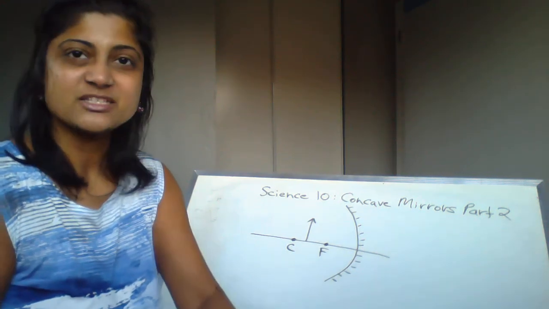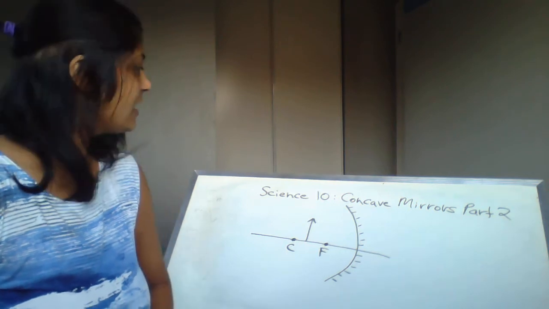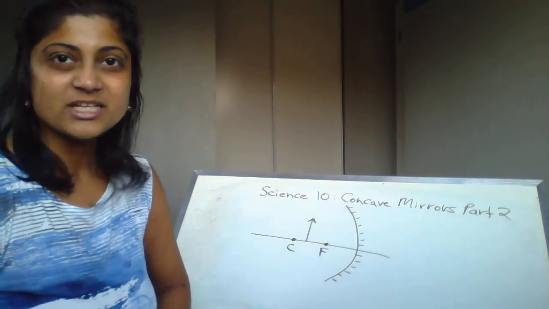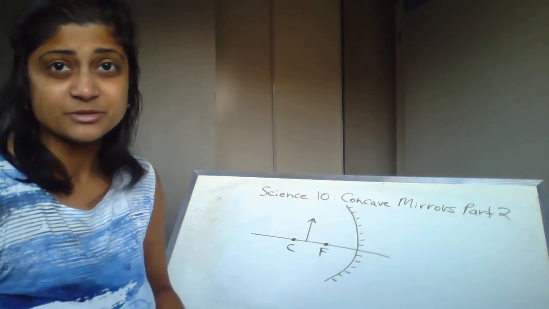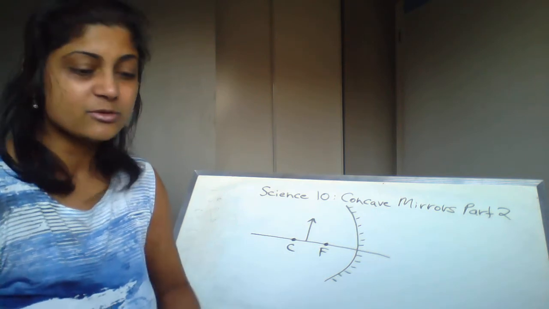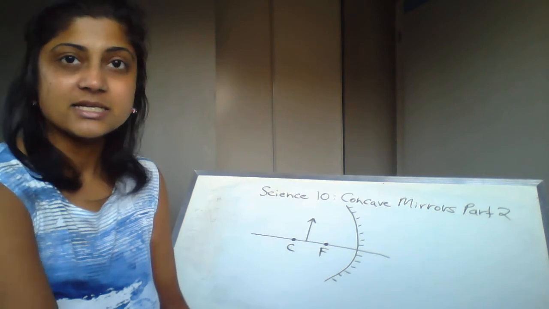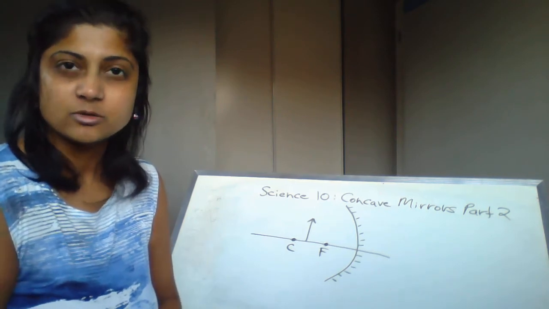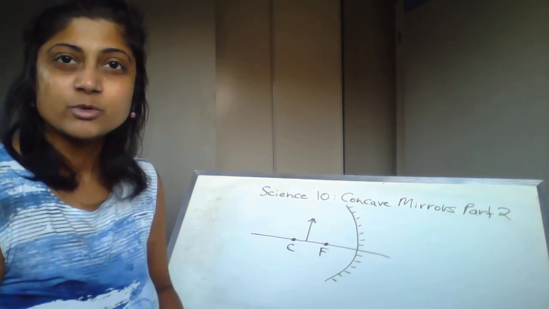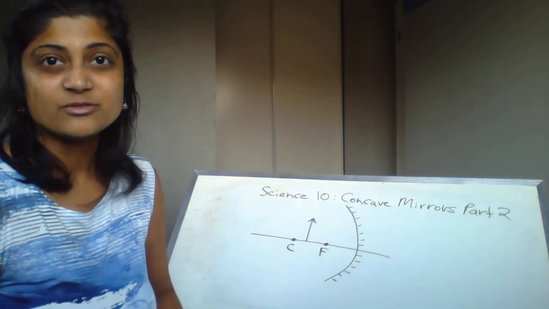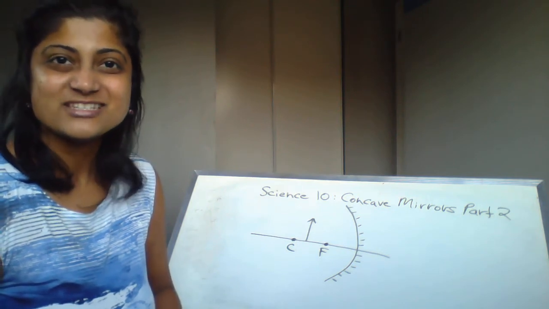Jag here, and in today's class we're going to continue with our Science 10 content on the concave mirrors. This is part 2, and in the last video we went through a couple of scenarios, and remember, all we're doing is taking this object and moving it closer and closer to the mirror. We're trying to see what the characteristics are for the image. So let's get started.